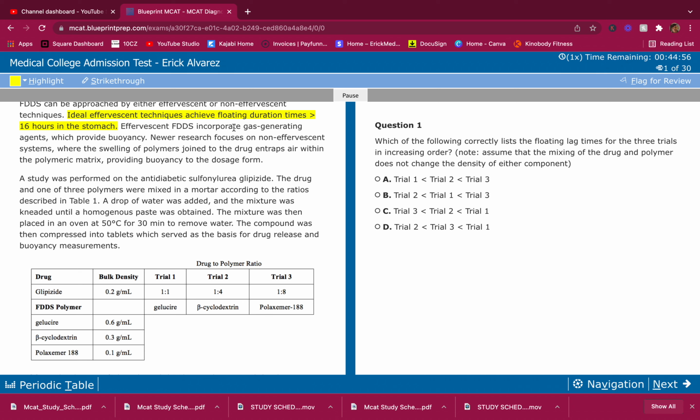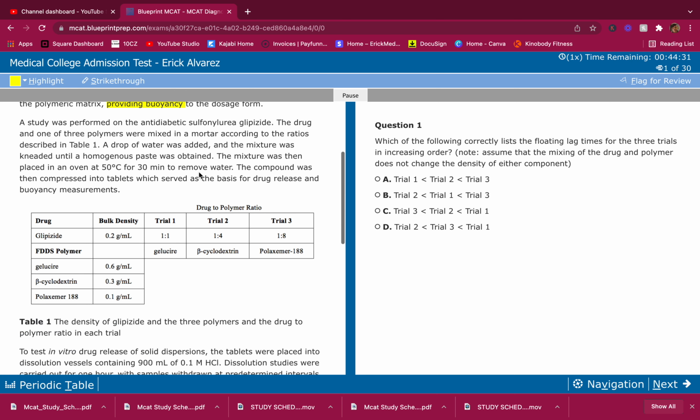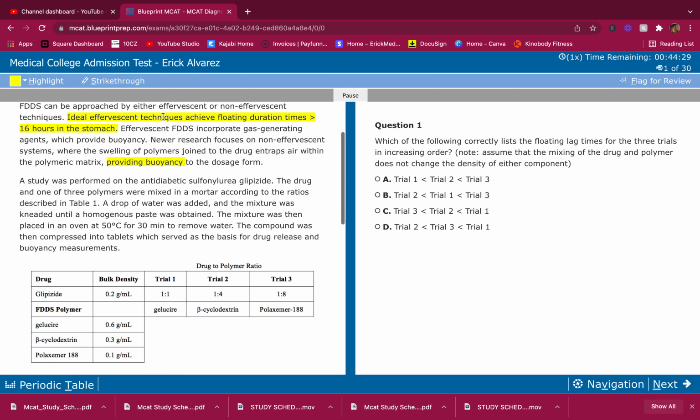Effervescent FDDS incorporate gas-generating agents which provide buoyancy. Newer research focuses on non-effervescent systems where the swelling of polymers joined to the drug traps air within the polymeric matrix, providing buoyancy to the dosage form. So we're focused on providing buoyancy to the dosage form here. A little complicated there.